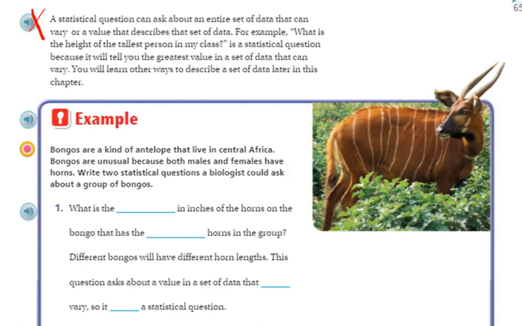All right, so we're going to highlight something in here. A statistical question can ask about an entire set of data that can vary, or a value that describes the set of data. For example, what is the height of the tallest person in my class? This is a statistical question because it will tell you the greatest value in a set of data that can vary. So, what is the height of the tallest person in my class means I would have had to collect the data set of multiple heights in order to determine this. All right, so that is one way to describe a data set, and we'll learn other ways to describe data sets in the future in chapter 12.